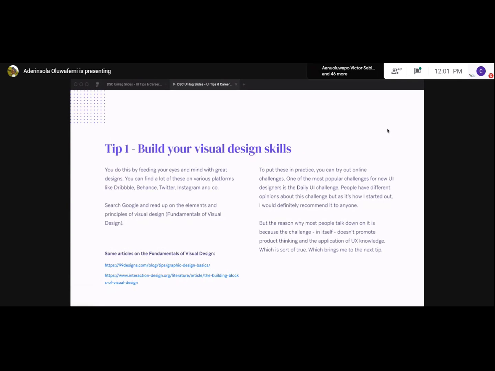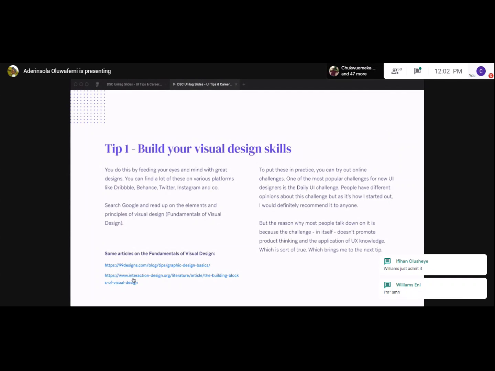Another tip under building your visual design skills is to read up on the fundamentals of visual design. These are the elements and principles of design: hierarchy, line, shape, white space, all these, there's a whole list, right? So just read up on these. These are the things that make up every visual design that you see. It doesn't even have to be user interface designs, it could be posters and whatever other form of design that there is. So understanding the fundamentals of visual design would help you become a better designer.